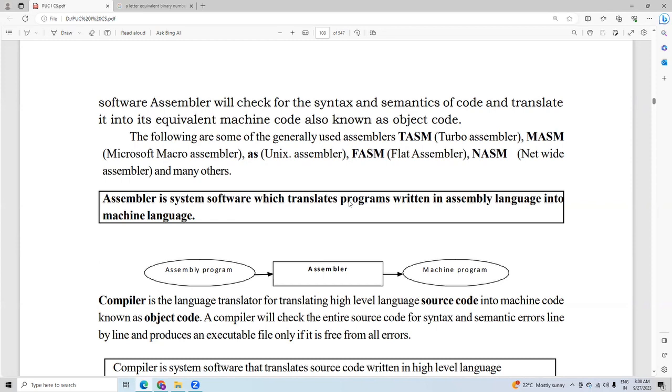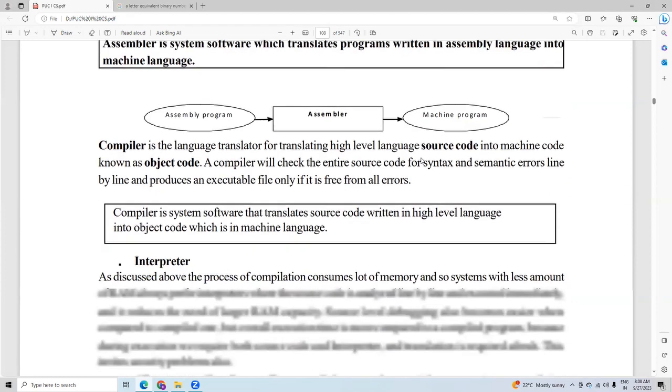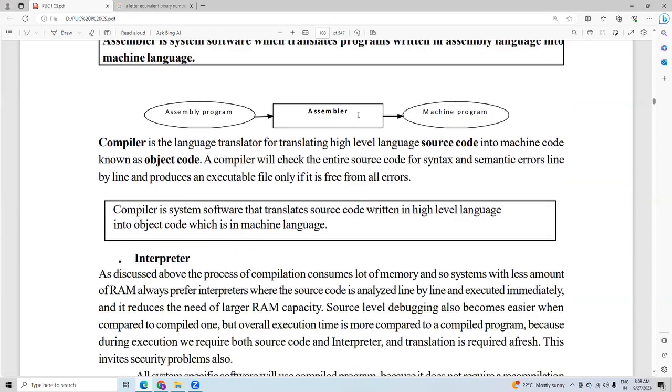So the following are some of the generally used assemblers: TASM, Turbo Assembler; MASM, Microsoft Macro Assembler; AS, Unix Assembler; FASM, Flat Assembler; NASM, Netwide Assembler, and many others. Remember these shortcuts, they may come in MCQ questions. So the assembler definition is a system software which translates a program written in assembly language into machine language. So an assembly level language program, through the assembler, becomes a machine program.